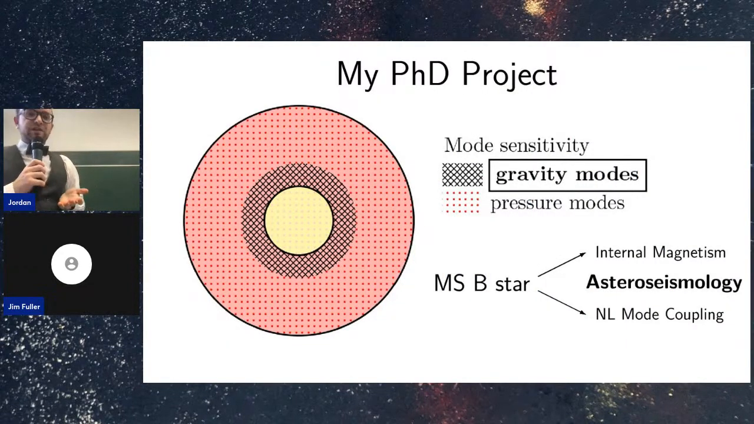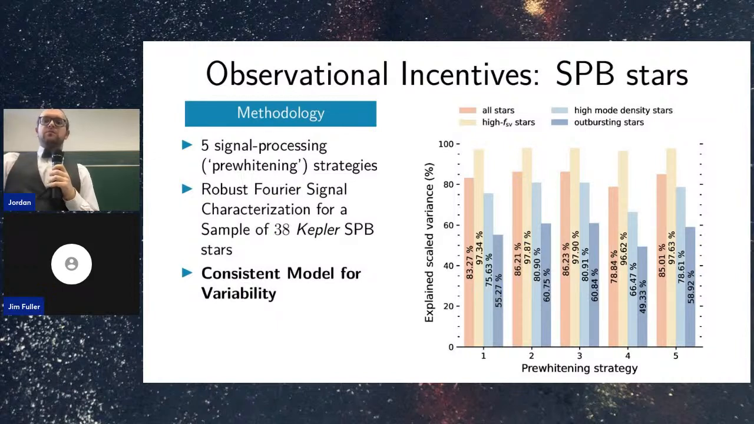So my PhD project revolved around studying these gravity modes that are propagating in these B stars on the main sequence. And specifically, we then looked at how the gravity modes are affected by the effects of internal magnetic field or by nonlinear energy exchange among the modes, or nonlinear mode coupling. And to do that, we are missing one specific ingredient for our main course, the observational incentives.